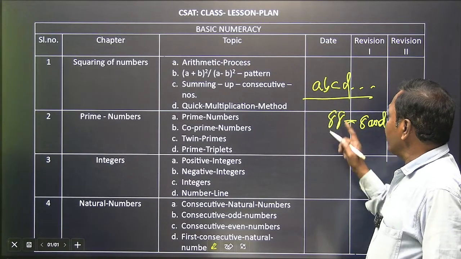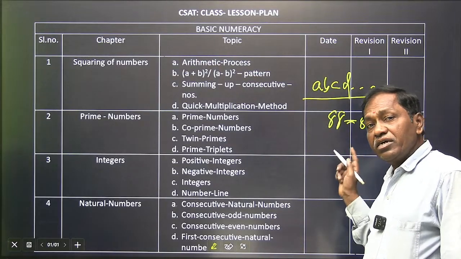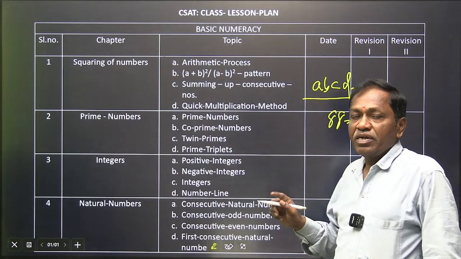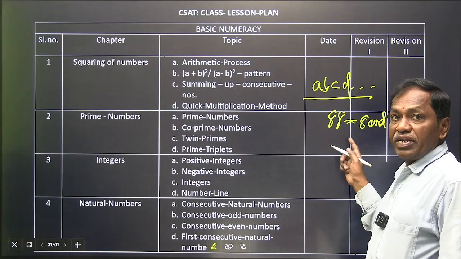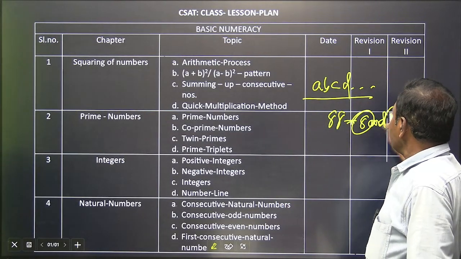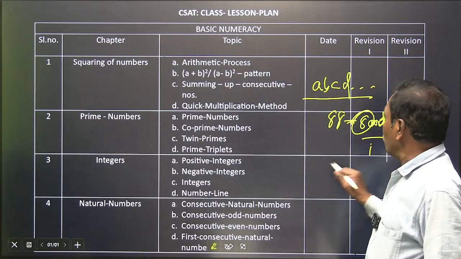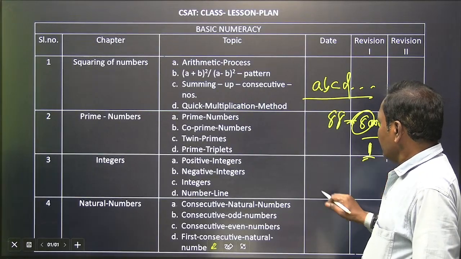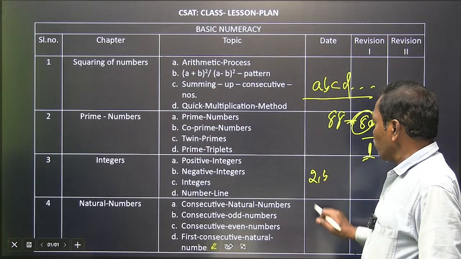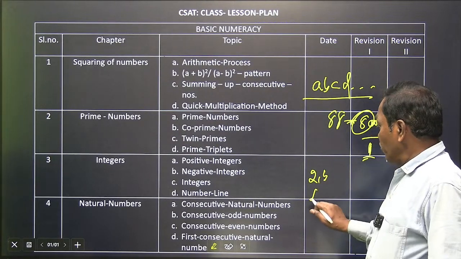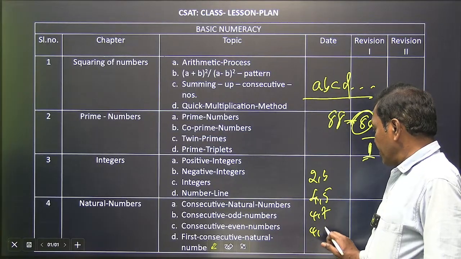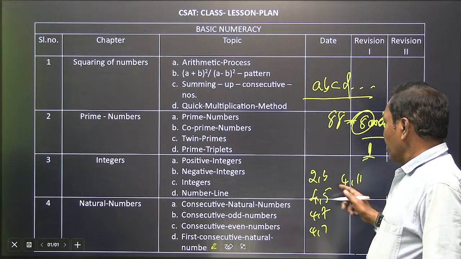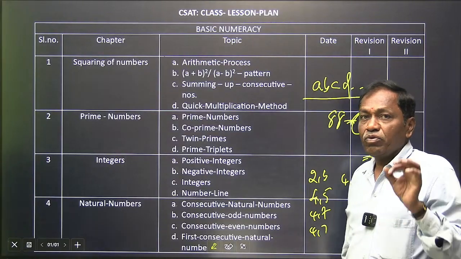If a number is divisible by 8 and by 11, then the number is divisible by 88. Why 8 and 11? Because both numbers are divisible by only 1, so they are co-prime numbers. Say for example, 2 and 3 are co-prime numbers. And 4 and 5, 4 and 7, 4 and 9, 4 and 11. All these numbers are divisible by only 1.